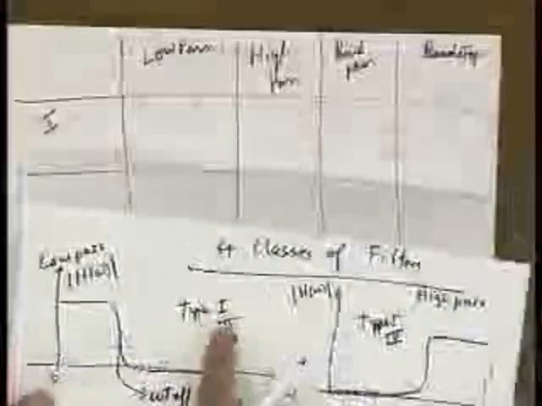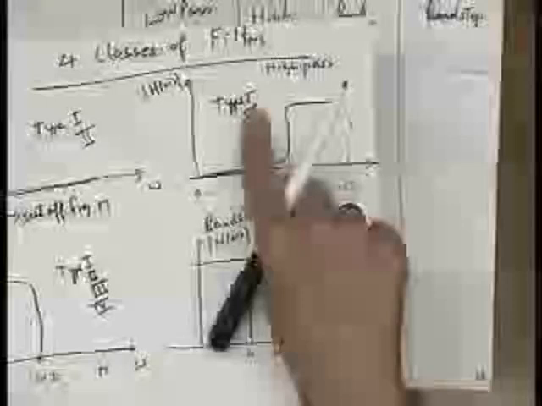Okay, so I have low pass, high pass, band pass, and band stop. And I have type 1, type 2, type 3, and type 4. And again, looking at here, low pass I can have type 1 and 2, but I can't have type 3 and type 4. High pass I can have 1 and 4, and not these 2 other guys.